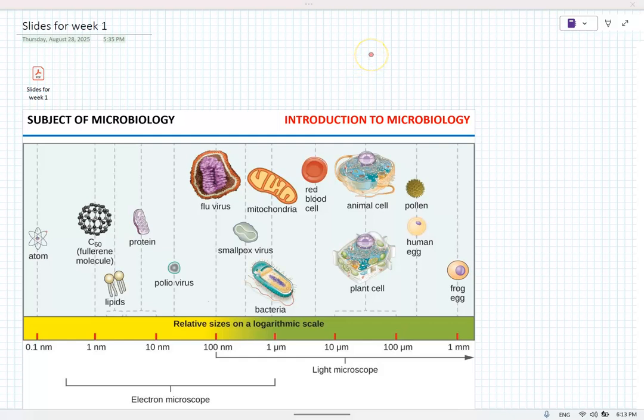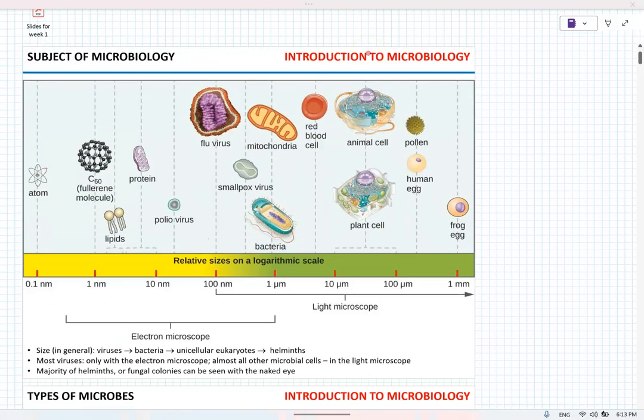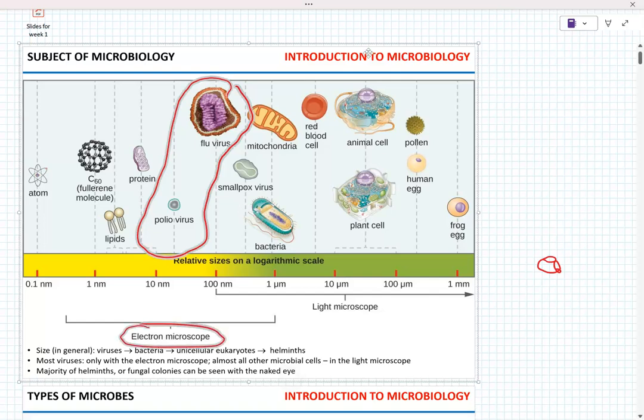All right. So, this is the introduction. Microbiology studies small things. How small? The smallest ones that we're going to talk about are viruses. And usually to see them, you need an electron microscope. Now, is that true for all viruses?